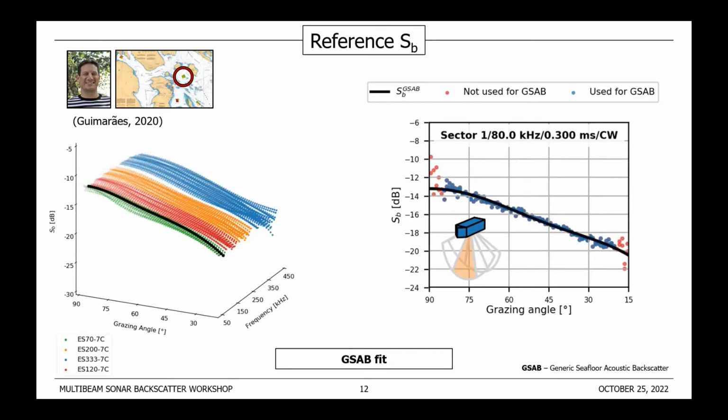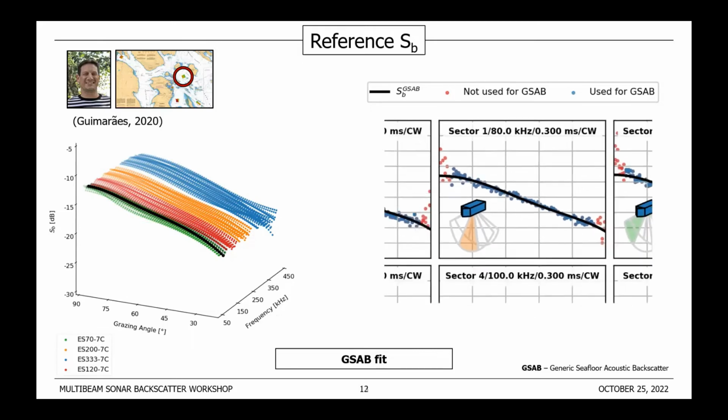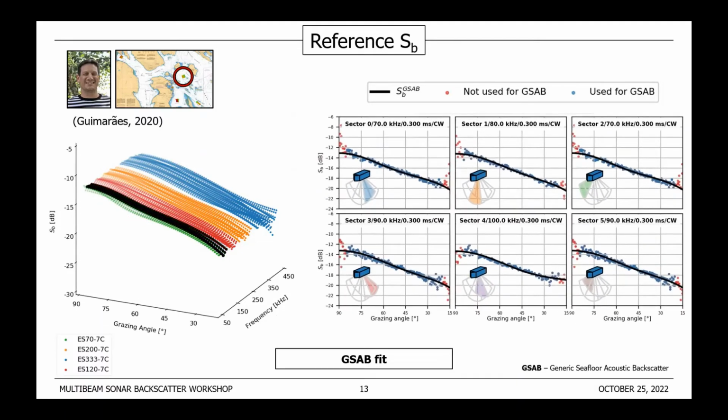And then I try to associate to it an ARC, a reference ARC. To do that, I apply a GSAB model to that data. And I can do that for all the other frequencies that this system in this mode uses. And now I have a reference ARC for each sector.